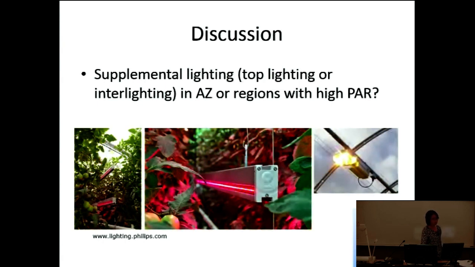Well, I was thinking that maybe in an area where we already have a sufficiently high DLI, you could use interlighting to increase the density of the planting, if you ignore things like labor and maybe temperature changes, air movement, that kind of thing. Yeah, so you'd be breaking up the shadows between the rows of plants.